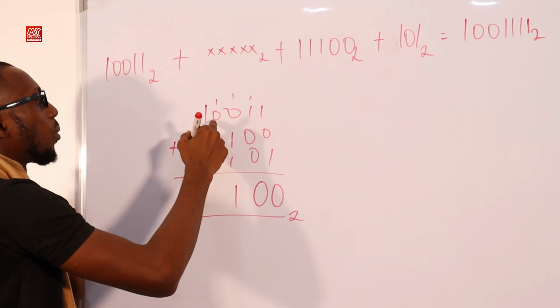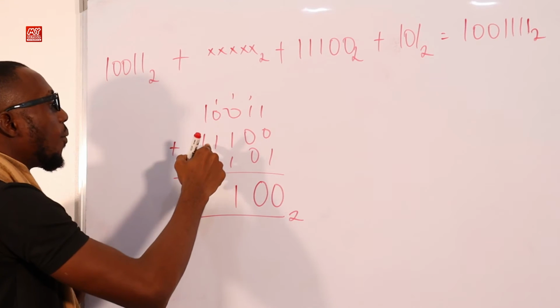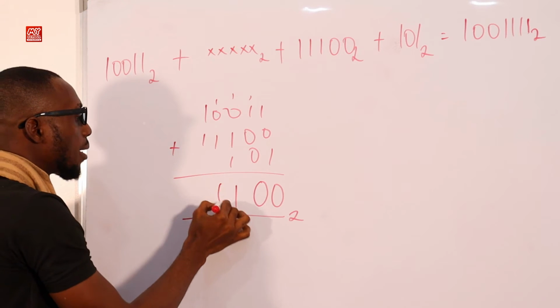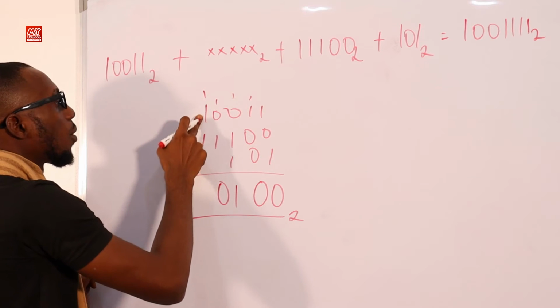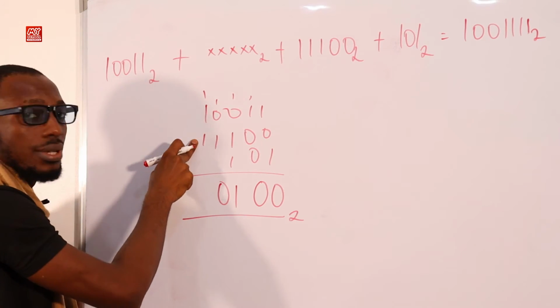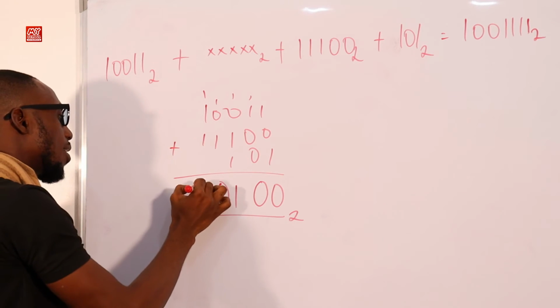Okay. 1 plus 0, we have 1. 1 plus 1, we have 2. 2 in base 2 is 1 remainder 0. So I write 0, carry 1 again. 1 plus 1, we have 2. 2 plus 1, we have 3. 3 in base 2 is 1, remaining 1.